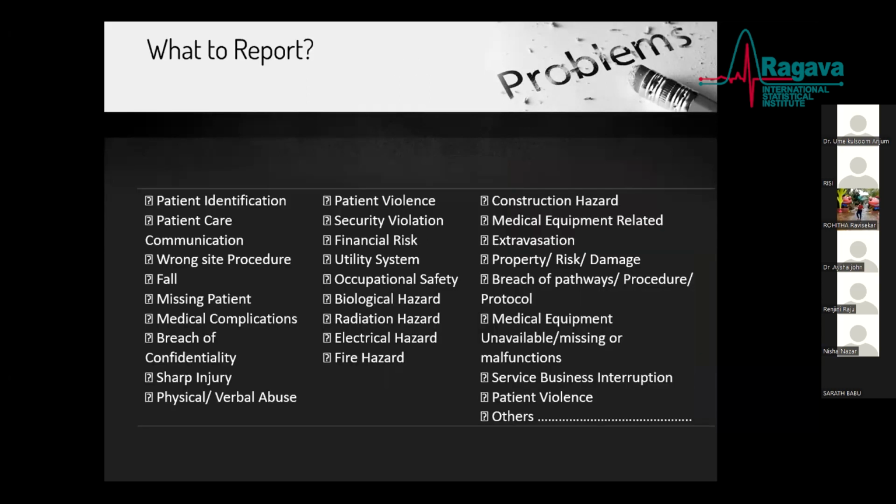Now, what do we report? Many systems have different rules, but in general, reporting could range from patient identification, as you can see from the screen, patient care, wrong side procedure, fall, and so on and so forth. So we have a variety of events to be reported. And if you're using an electronic incident reporting system, you can increase the drop-down list as per how your organization would want to categorize it.